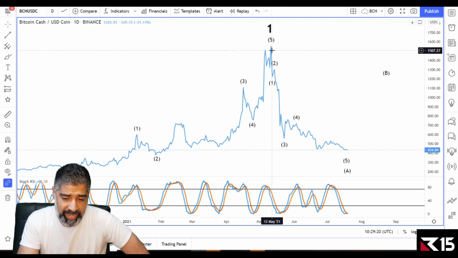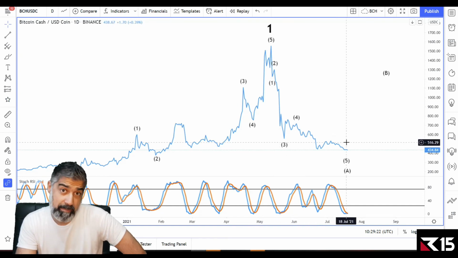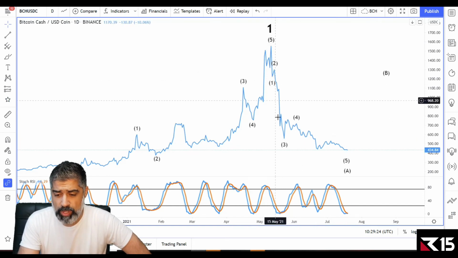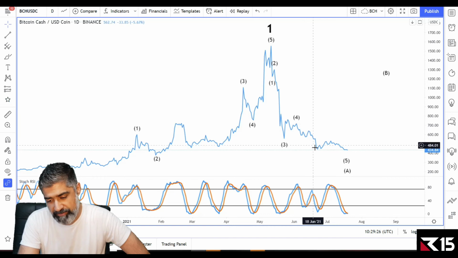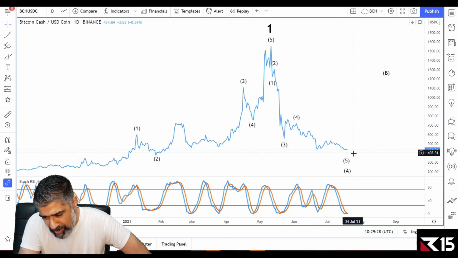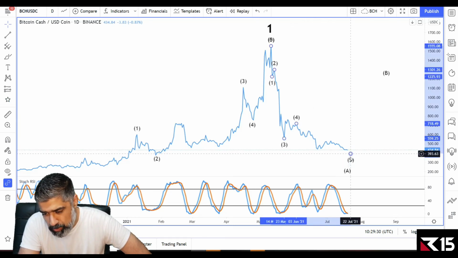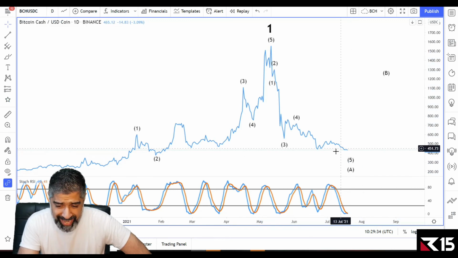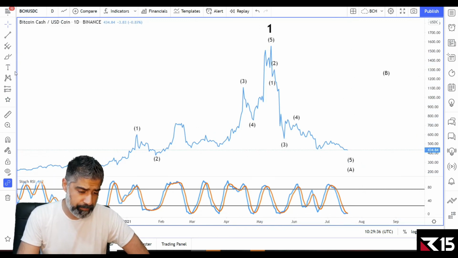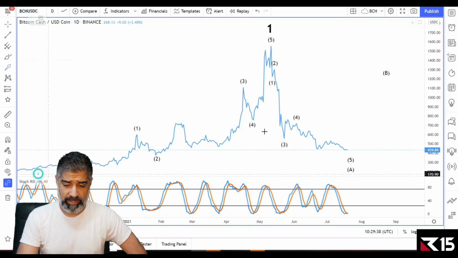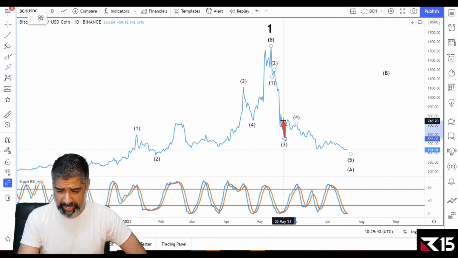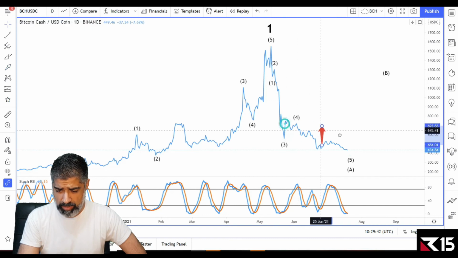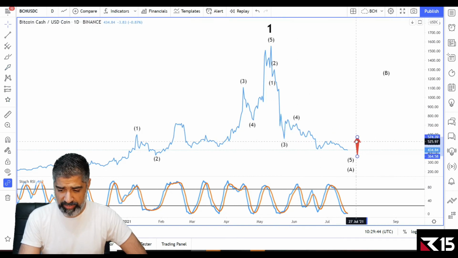So what this looks like is the initial part of the Bitcoin Cash correction. A 1, 2, 3, 4, 5. And because we're at this low, I reckon we're coming close to the end of this low for Bitcoin Cash. If that turns out to be the case, we should see an upside movement bigger than this. This has been the biggest one so far. We should see a bigger movement to the upside.